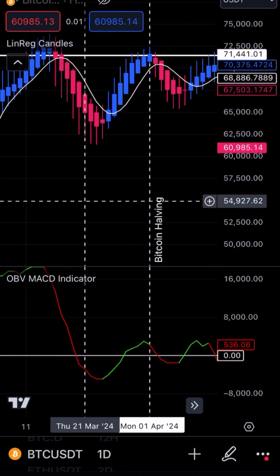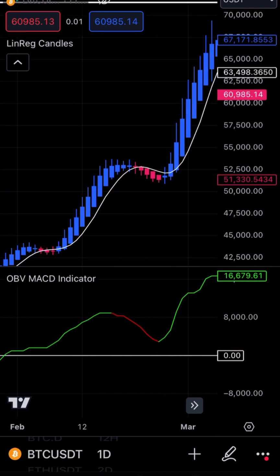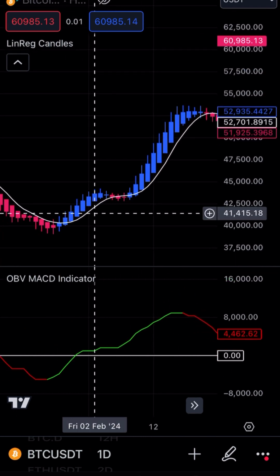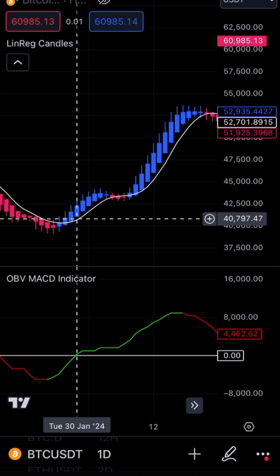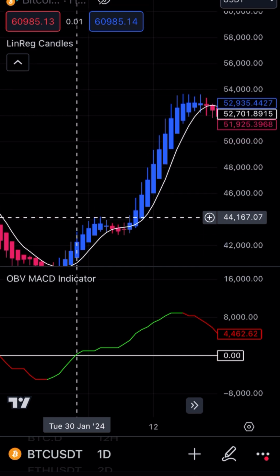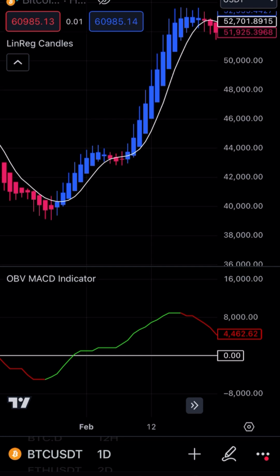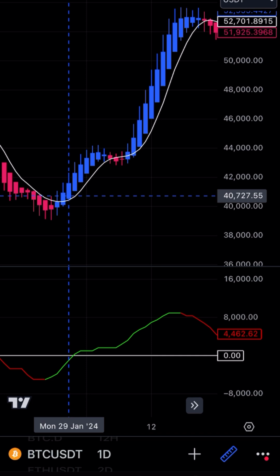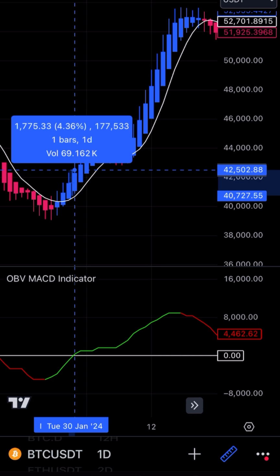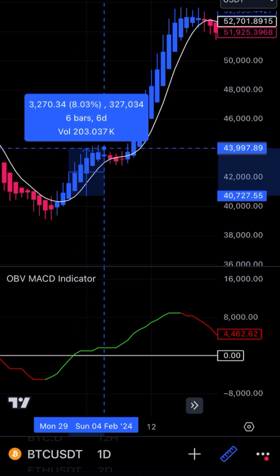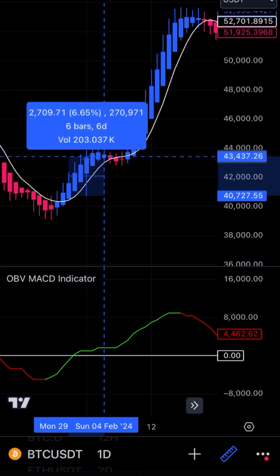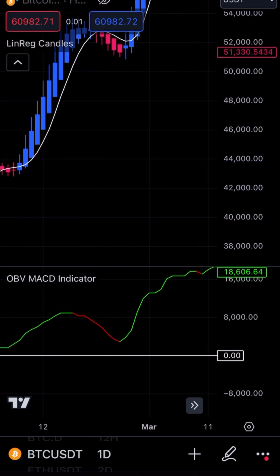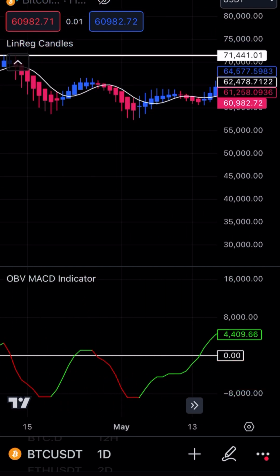Let's find a couple more moments. Okay, so it crosses right here with the MACD indicator, and what you basically want to do is right here you see it crossing, and you also see it going above the linear line. So you come into this trade, you can ride it out here to here. You would have made $2,709 in 6 days.